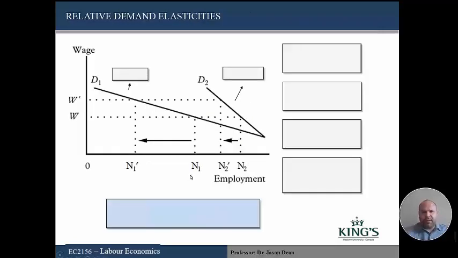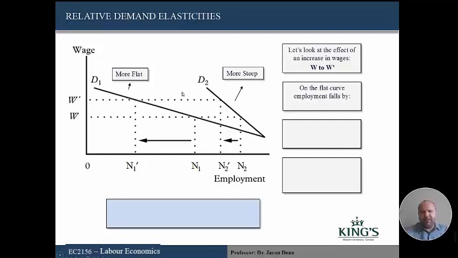Now, if we think about the labor demand curve and think about ones that are steep and ones that are flat, we can really illustrate the difference between the two. So D1 here is a flat labor demand curve. D2 is steeper. Now what we're going to do is look at the effects of a fixed change in the wage on both. So we're going to have a change in the wage of this distance here between W and W prime.